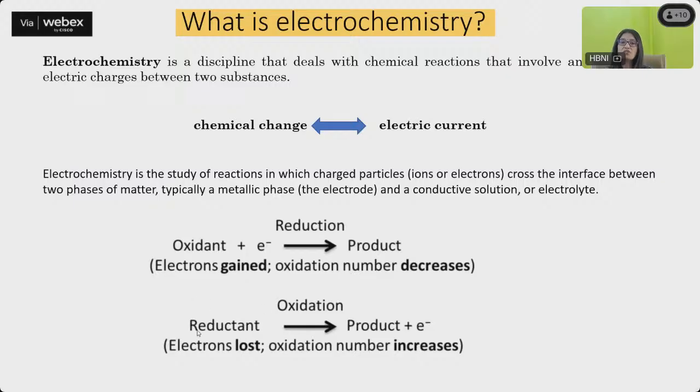The other process, you have a reductant and you are undergoing an oxidation process. You are getting a product with the release of electrons. So here electrons are lost, and the oxidation number is going to increase for the precursor, whatever you're using. So this, in a nutshell, is the idea of electrochemistry.